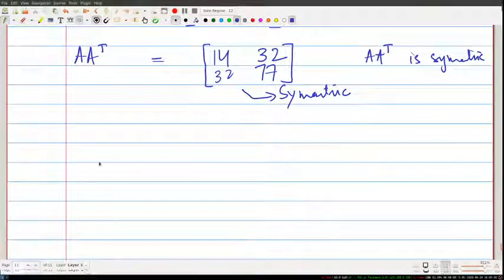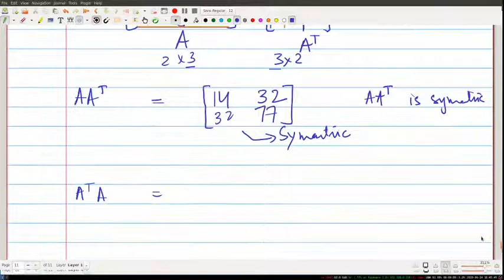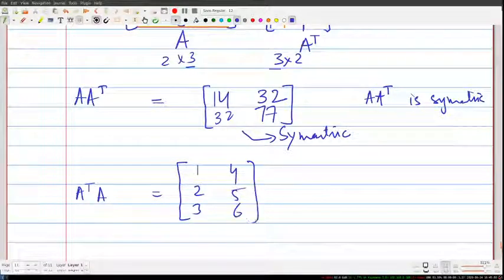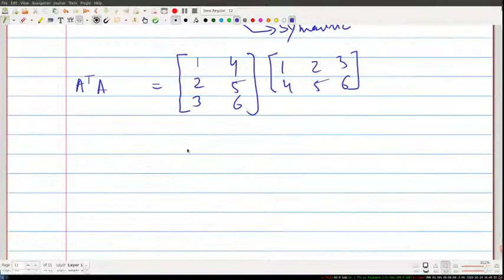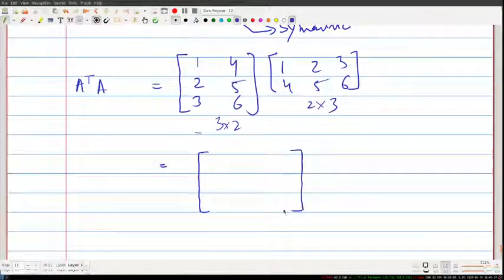Okay, but let's go one step further. Let's check A transpose times A. What do we get? So A transpose was 1, 2, 3, 4, 5, 6, and A was 1, 2, 3, 4, 5, 6. And let's try to do this multiplication. What do we get here? Okay, now I know that this was 3 by 2, and this was 2 by 3. The resultant matrix is going to be a 3 by 3 matrix, okay?